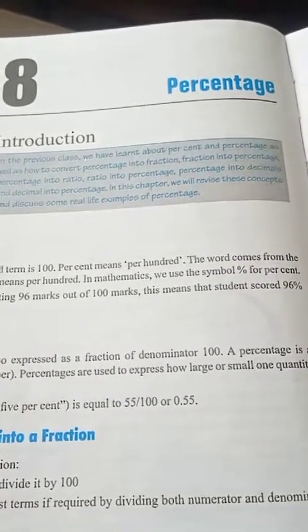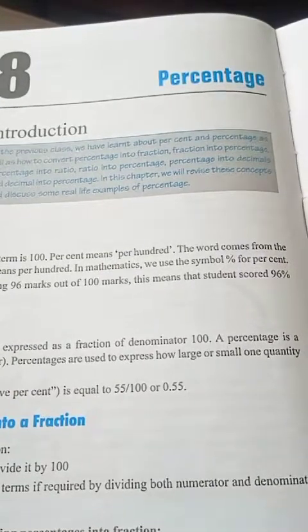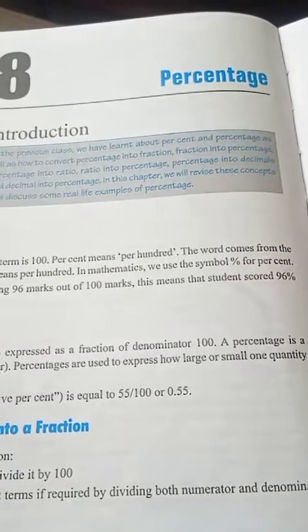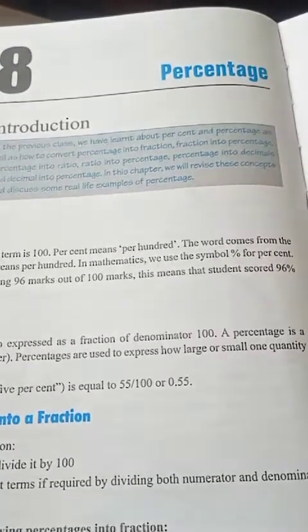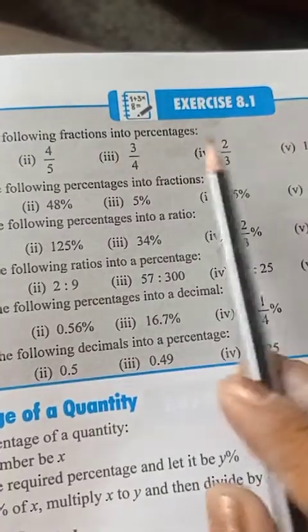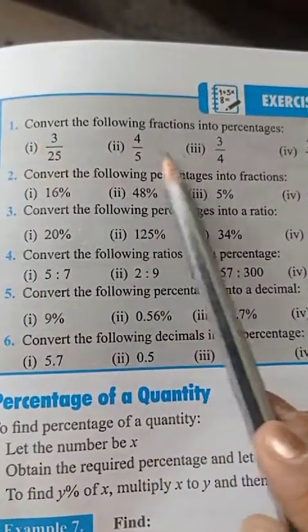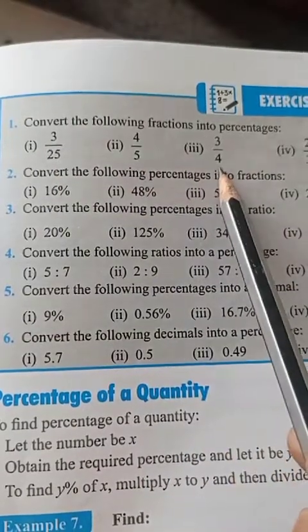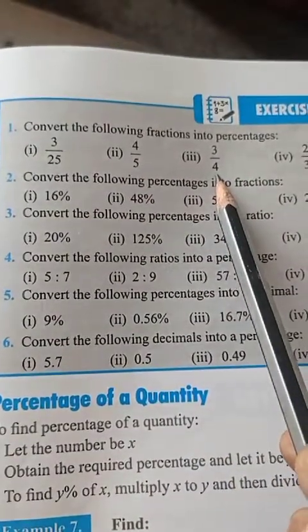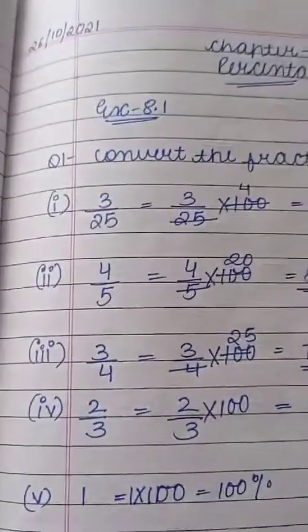Today we will start chapter number 8, that is percentage. So anything you need to convert to percentage, just multiply it with 100. Let's start with the exercise. Look children, 8.1 exercise. Question is convert the following fraction into percentage. So when you have to convert all these fractions to percentage, you just multiply it with 100. So let's practice these questions now.